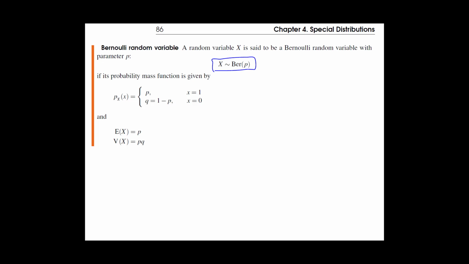Right, and this is the PMF, remember? So P of x is p if x is 1, or 1 minus p otherwise. Right, and from now on we're going to use q to stand for 1 minus p. Right, just like a shorthand notation. Okay, and then we already saw that the expected value is p, and the variance is p times 1 minus p.